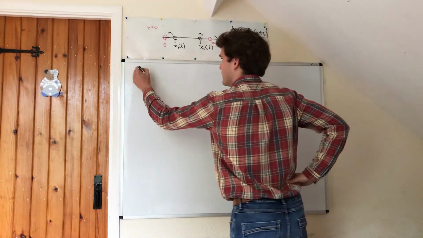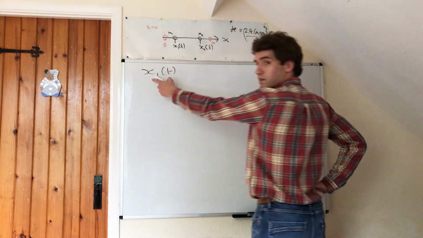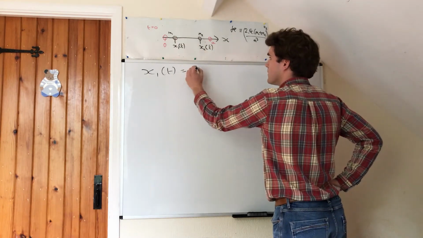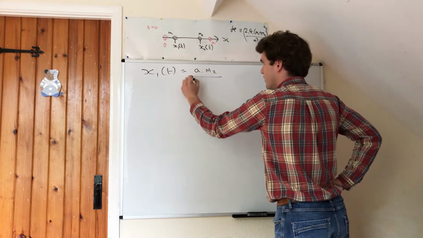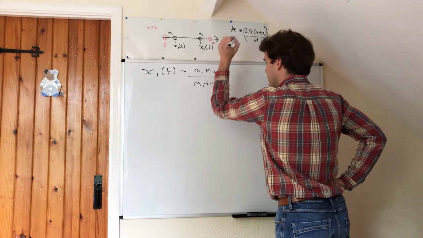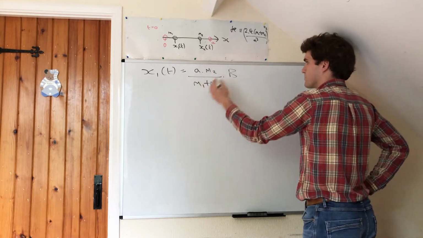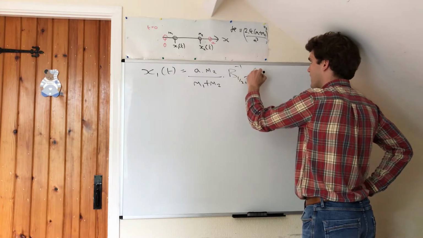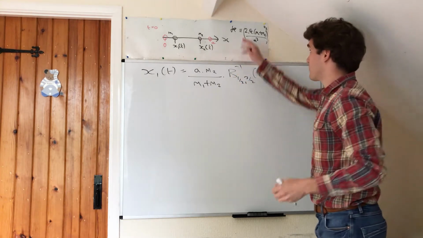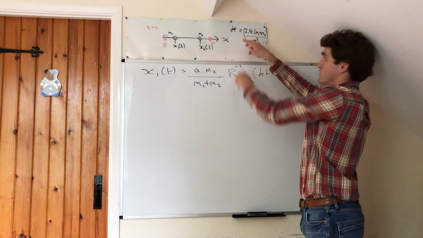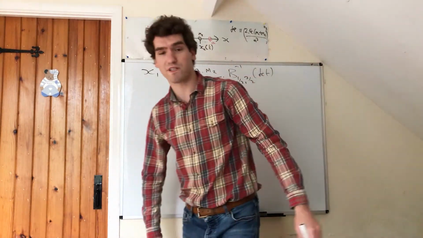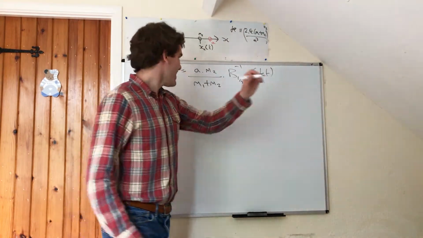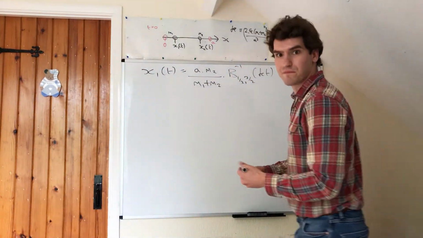So remember that our x1 of t, so the value of the position of the first mass as a function of time, we derived as a times m2 over m1 plus m2 times the inverse incomplete beta function half 3 over 2 of kappa times time, where kappa is this constant here, which is the square root of 2 times the gravitational constant times by m1 plus m2 divided by a cubed. And, well, how are we going to plot this?